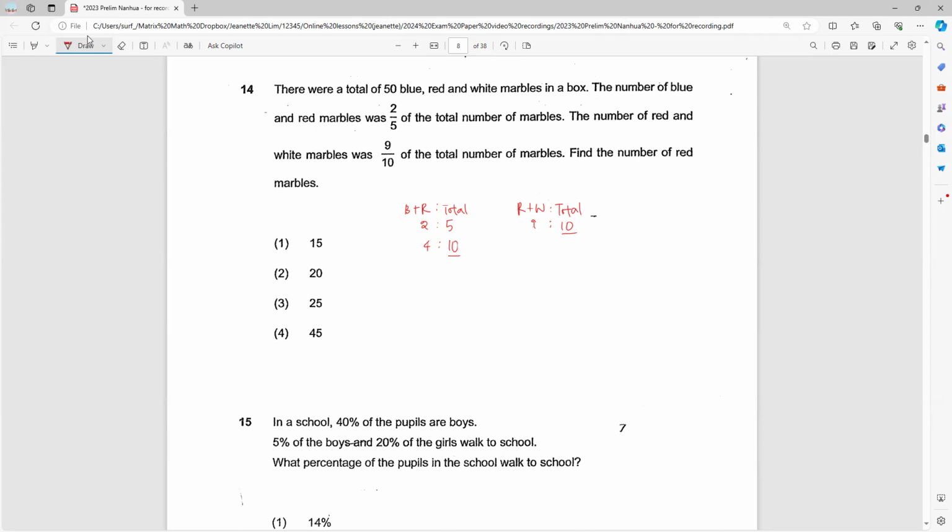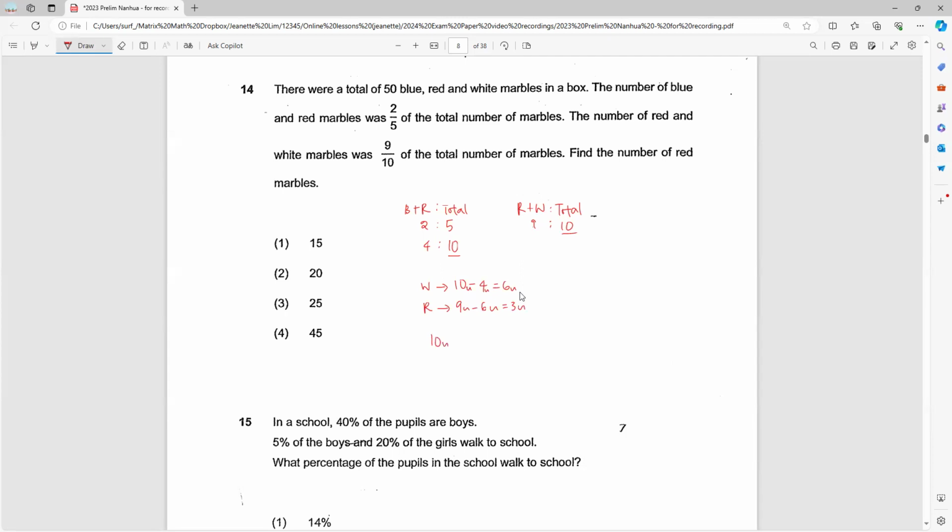First, let's find how many white using the first ratio. So I'll take total minus blue and red, which is 6 units for white. Now, red and white is actually 9 units. So to find red, I will take that 9 units minus 6 units. So what I want is 3 units.